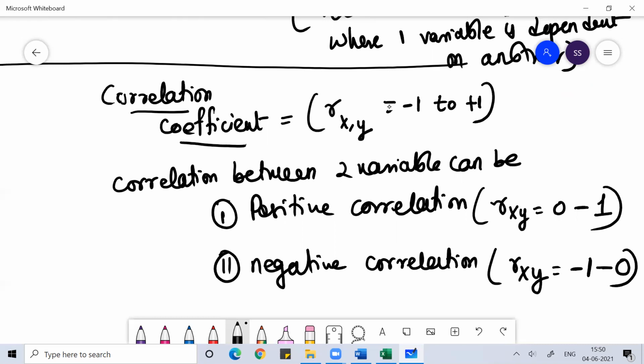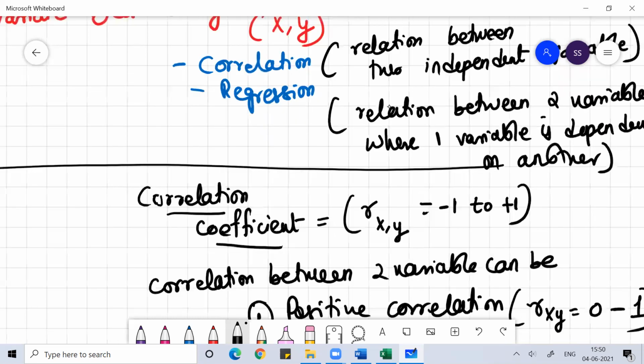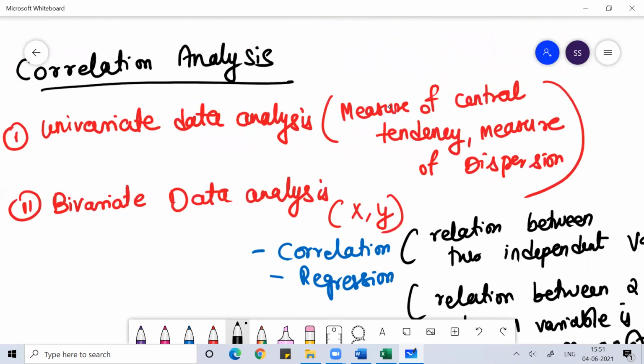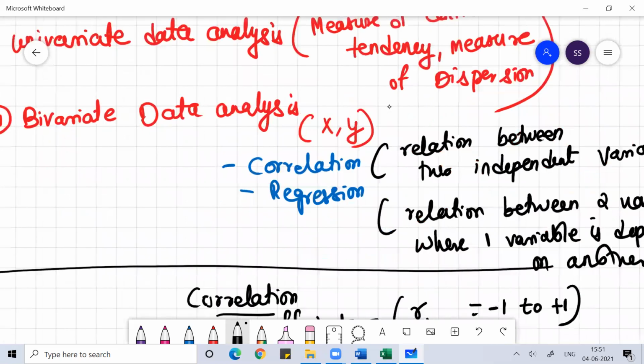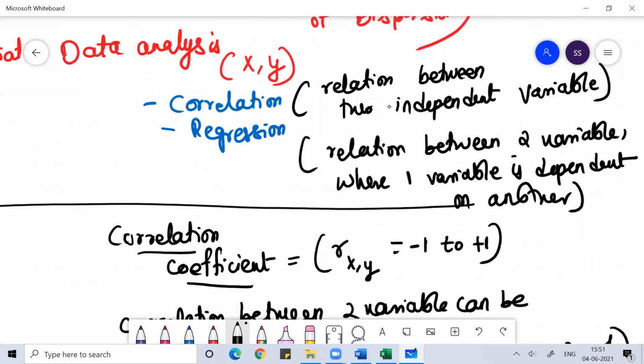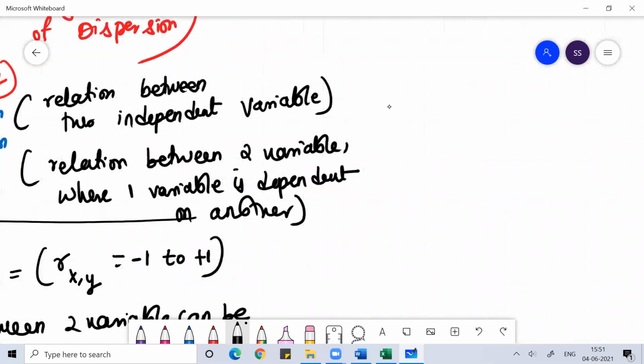So you need to understand these parameters, guys. You need to understand what is correlation, what is regression. Correlation is a relation between two independent variables. Regression is a relationship between two variables where one variable is dependent on the other variable.